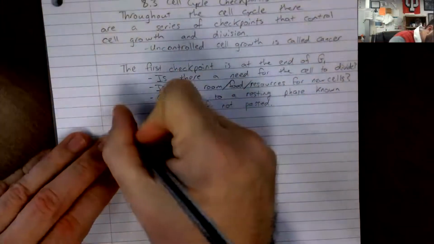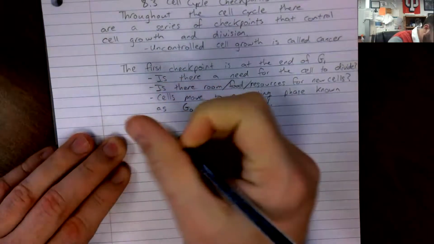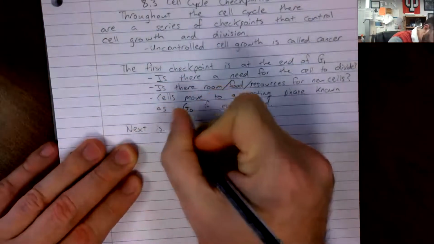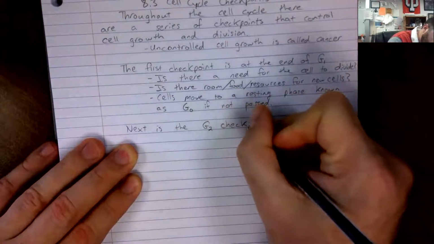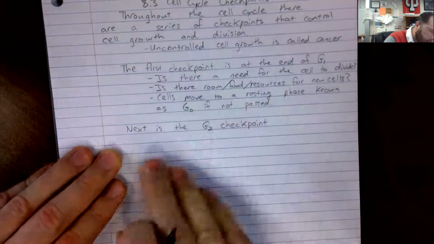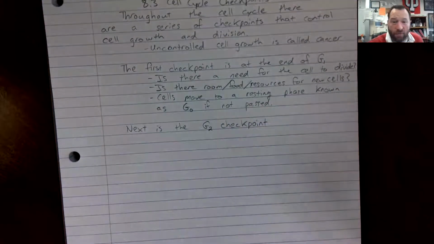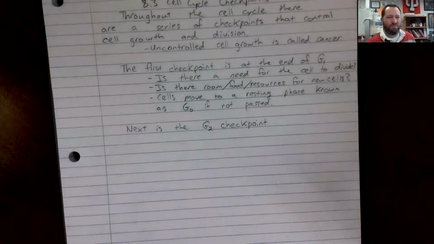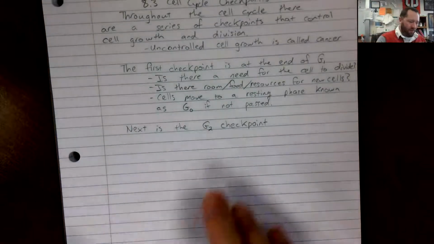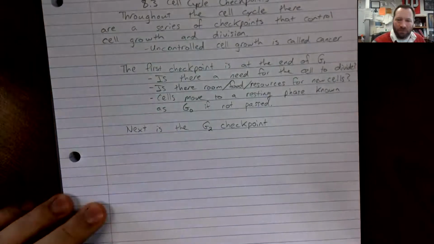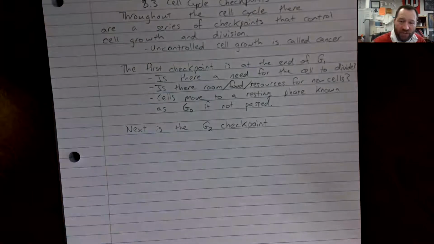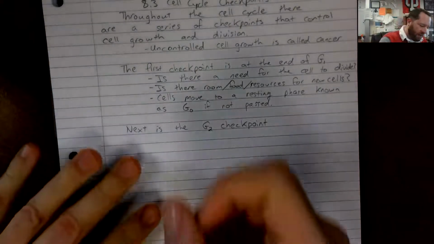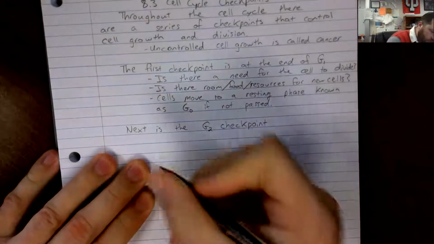The next checkpoint is the G2 checkpoint. I'll let you go ahead and take a guess as to where that one occurs. So by the end of G2, we've duplicated our DNA. We have grown larger as a cell. We are preparing to divide. So the questions asked here at the end of G2.